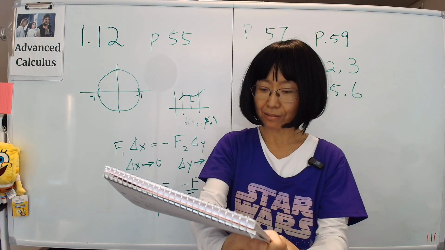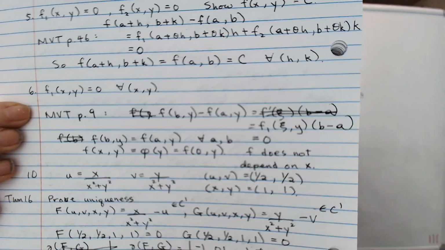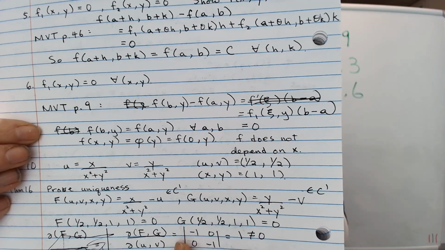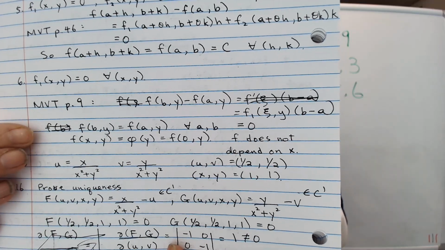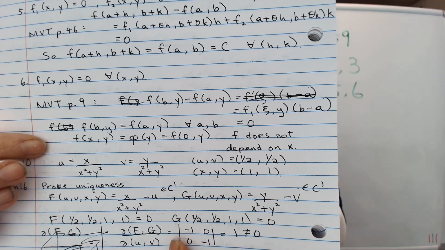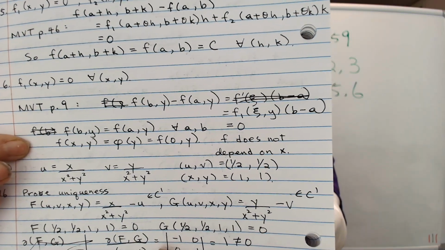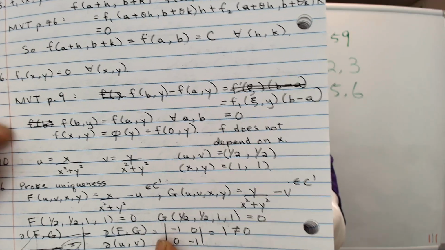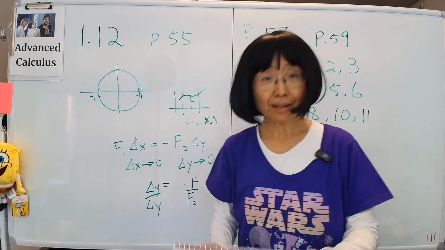Now you slap on the easier MVT, the mean value theorem, the one on page 9. You notice that because the derivative is 0 all the time, the 2 values are the same. If they are always the same, then we will define it as a phi of y, which is the same as the y value at 0, because the function f does not depend on x.